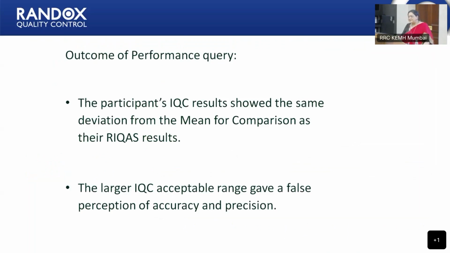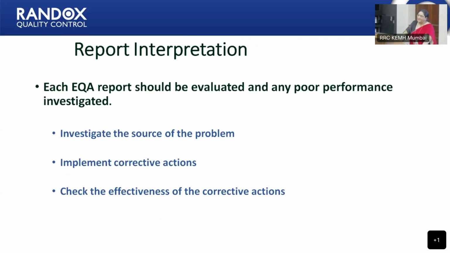So the outcome was that the IQC itself showed the same deviation from the mean as the EQA. But a larger IQC acceptable range also gives a false perception of accuracy. While interpreting the report, it is very important to understand the report, evaluate for poor performance, investigate the source of the problem, implement the corrective action, and check the effectiveness of the corrective action.